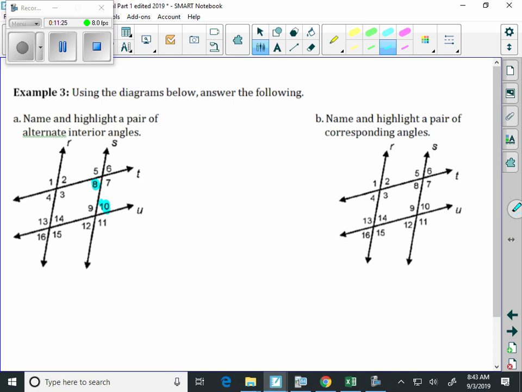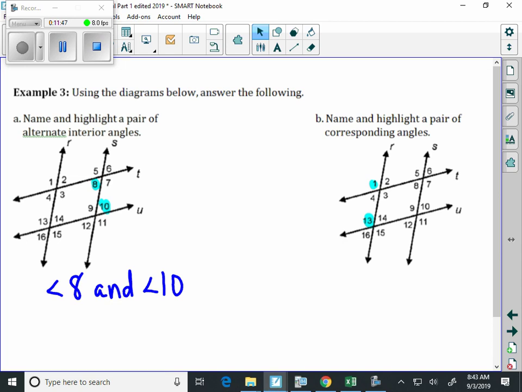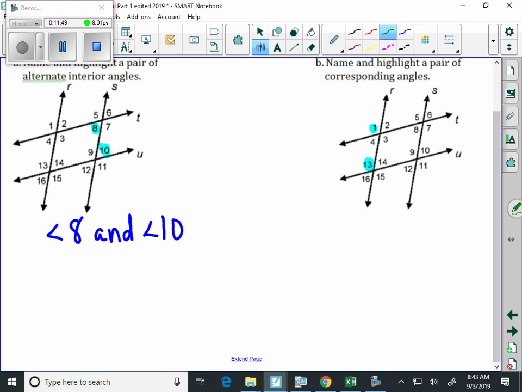Over here, name and highlight a pair of corresponding angles. Let's do 1 and 13. And once again, they don't have to be the same as mine. Angle 8 and angle 10, on the inside, on alternate sides. Corresponding, in the same position with regard to the parallel line and the transversal. Angle 1 and angle 13.